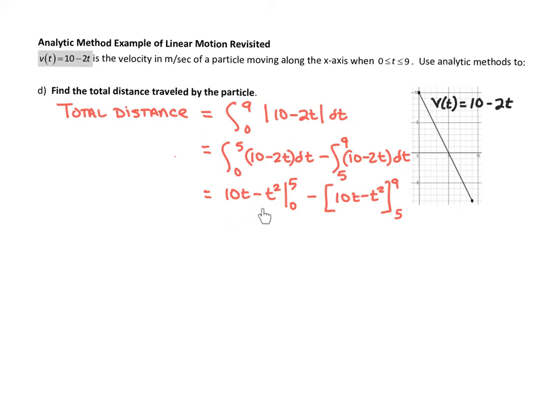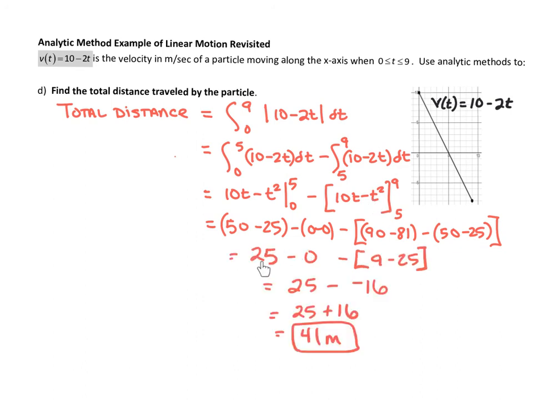So we have the antiderivative evaluated from 0 to 5 minus the antiderivative evaluated from 5 to 9. Evaluating it gives us 50 minus 25 minus 0 minus the quantity 90 minus 81 minus 50 minus 25. That then gives us 25 minus 0 minus, this will be 9 minus 25, which is negative 16. So we have 25 minus a negative 16, which is 25 plus 16. And the total distance traveled of this particle will be 41 meters.